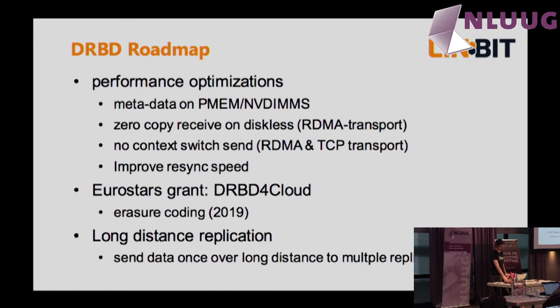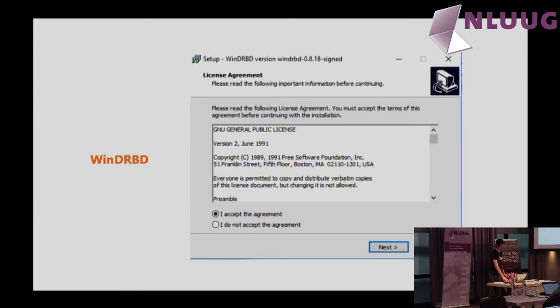And long distance replication, obviously there is an additional product which is called DRBD Proxy that allows long distance replication over slow links. And then there is even WinDRBD.